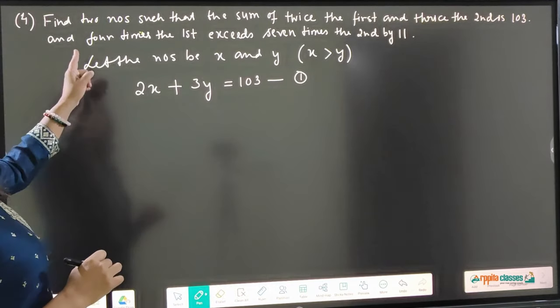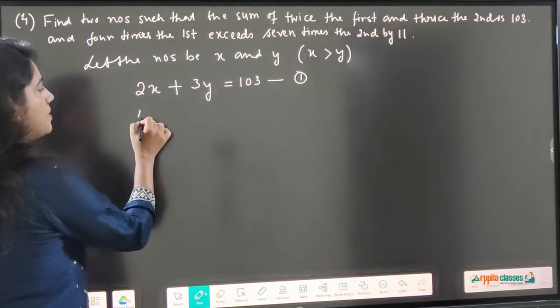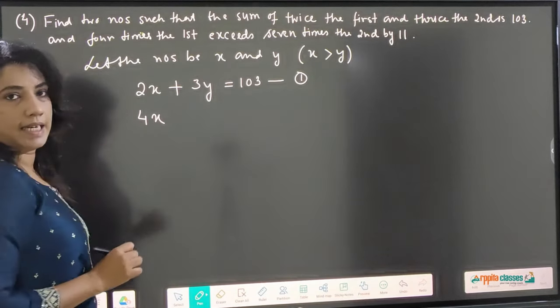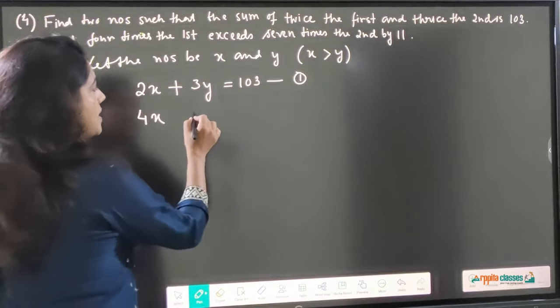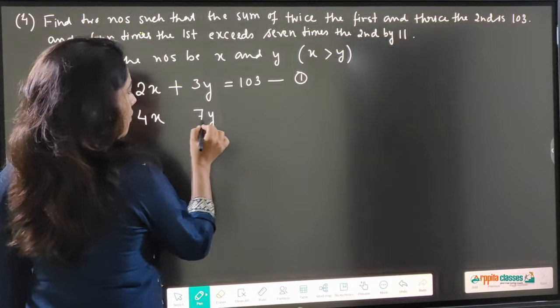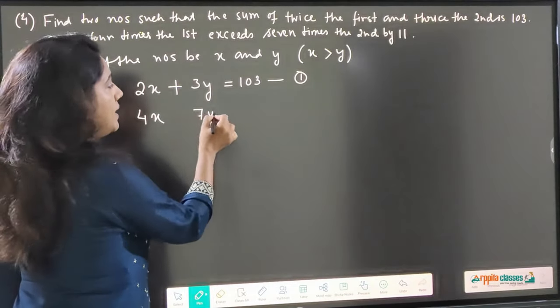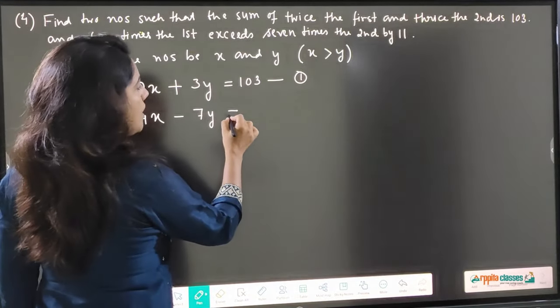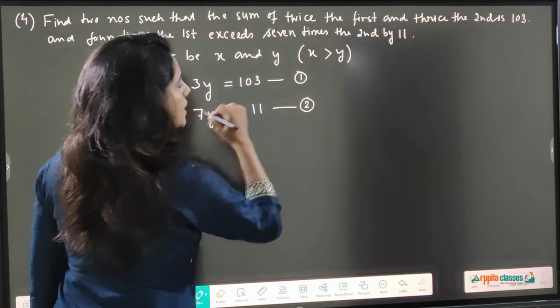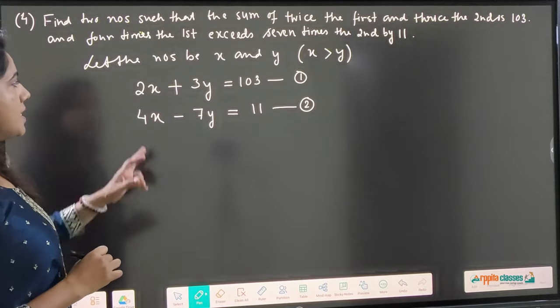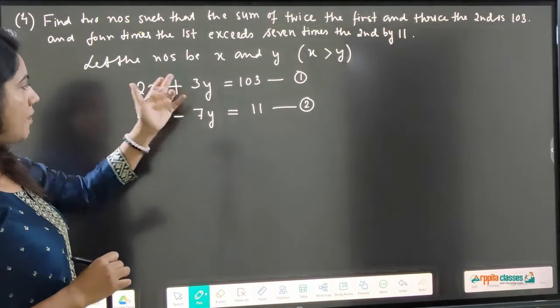The second equation is 4 times the first. 4 times the first is 4x. Exceeds means this is more than what? 7 times the second. Now 4x is more than this, so 4x minus 7y should be equal to how many more? 11 more. So this is the second equation. So we can see this is 2x, this is 4x, this is 3y, this is 7y.